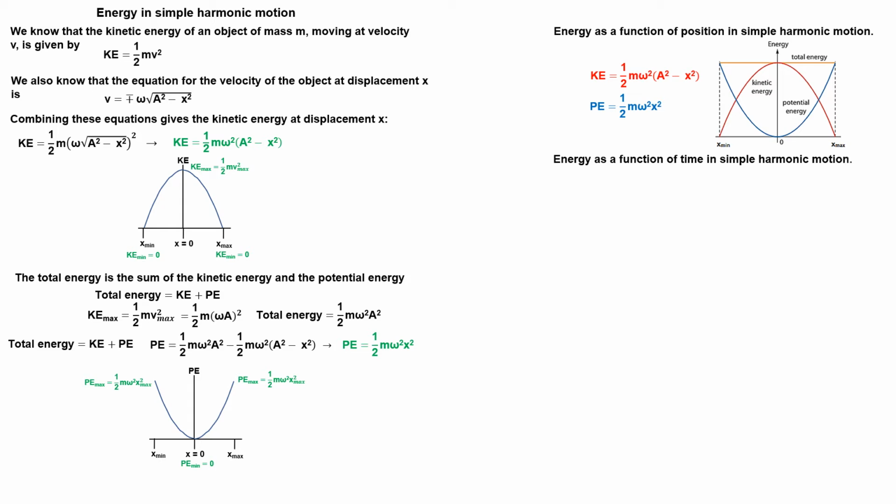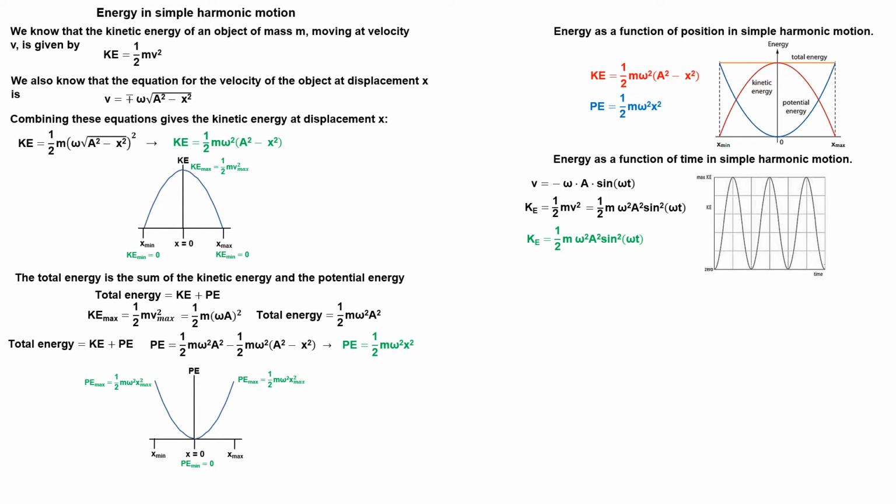In addition to looking at the variation of energy with displacement, we should consider the variation of energy with time. Again, let us start with the kinetic energy. The velocity varies with time according to the equation. Replacing v with the equation for velocity, the kinetic energy is given as follows. The graph of kinetic energy as a function of time looks like this.